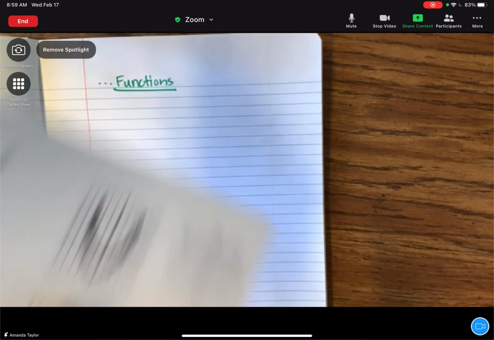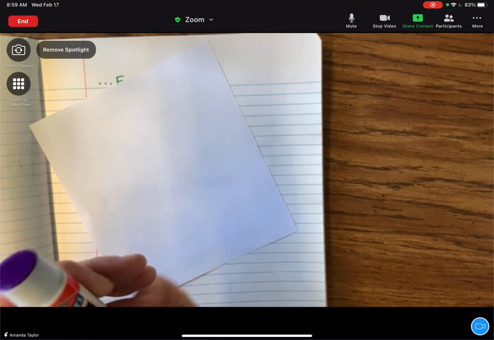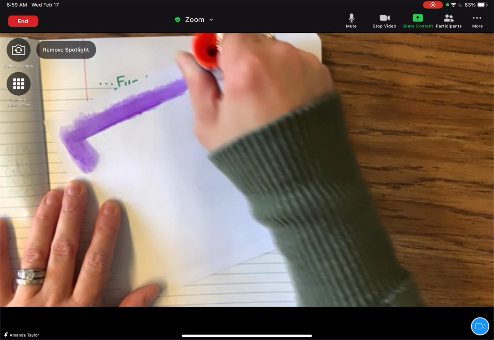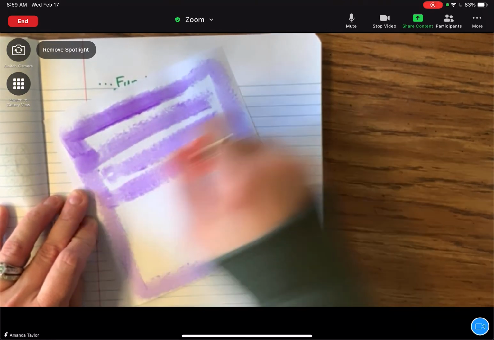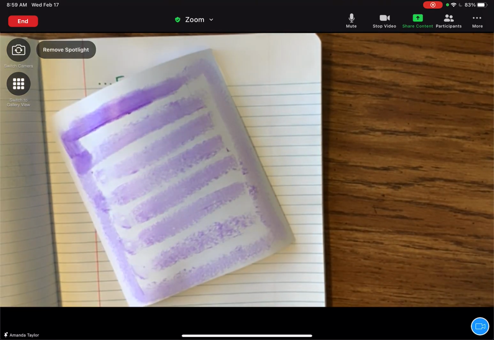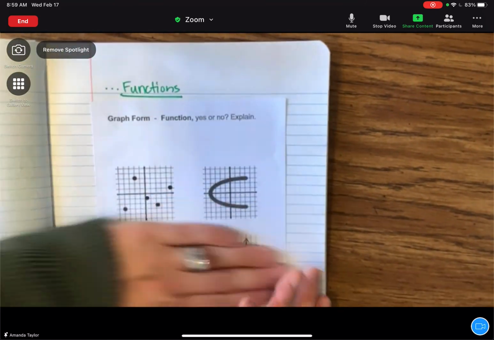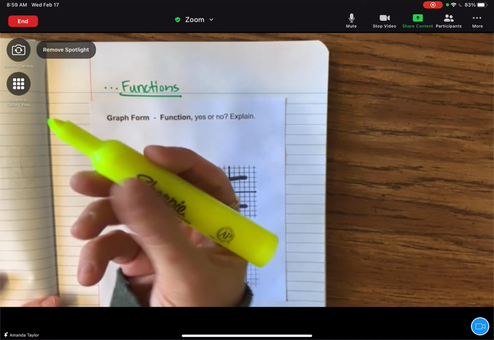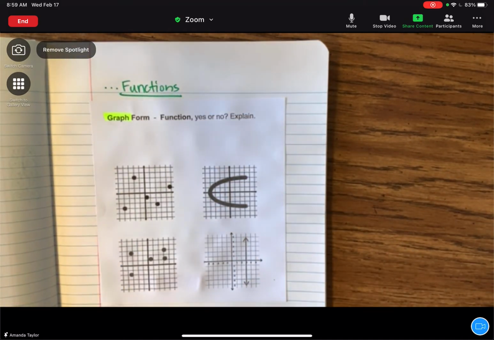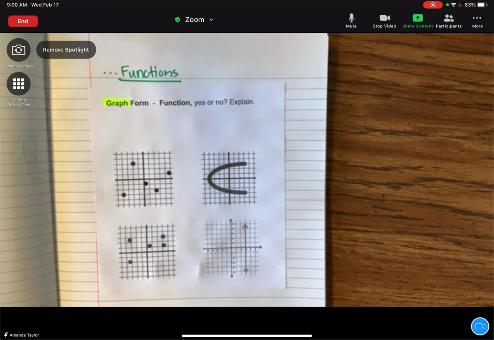Alright, everyone should now be looking at graphs. This is the last diagram, the last form we're going to look at here. Graphs. You can think about graphs a little differently when determining whether they're a function or not. You can think of them like a straight line.